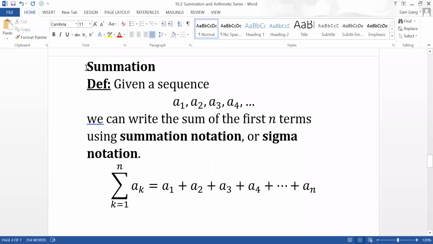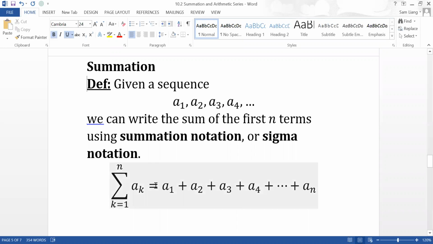All right, here's summation. Can I get a volunteer to read this, please? All right, go to Leo. Summation definition: given a sequence A1, A2, A3, A4, and onwards, we can write the sum of the first n terms using summation notation or sigma notation. Okay, thank you for that.